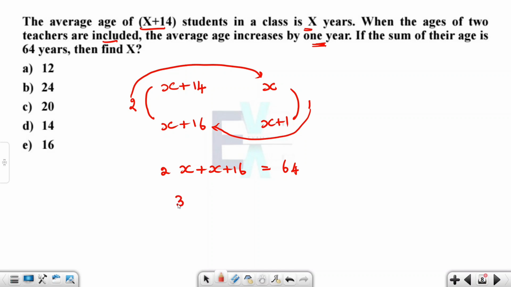So from this we can take 3x plus 16 is equal to 64. So 3x is equal to 48 and x is equal to 16. So the value of x is 16.